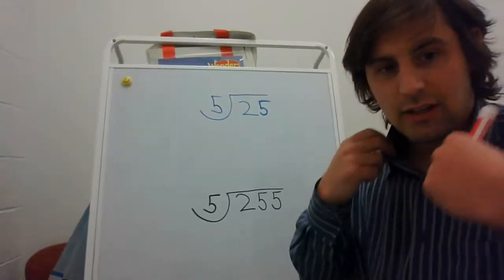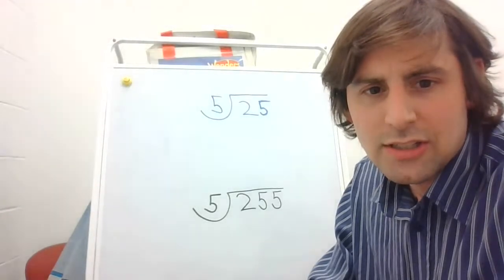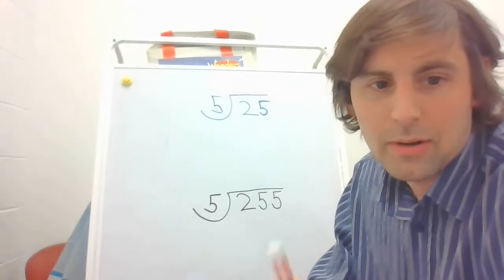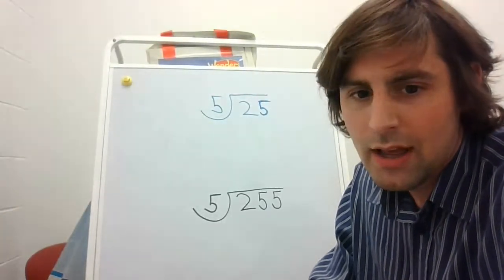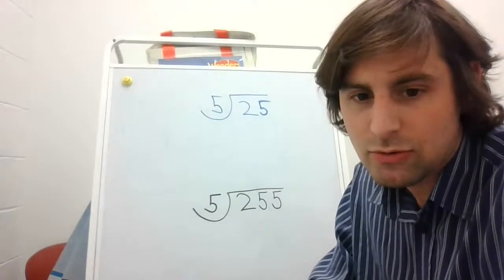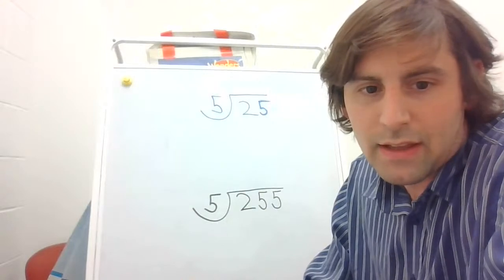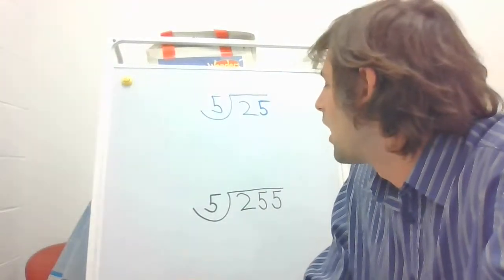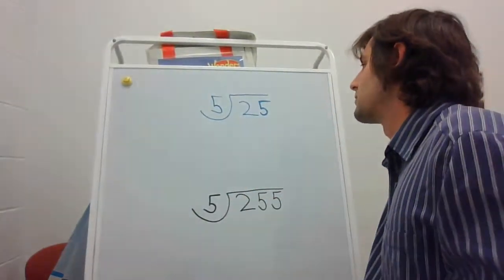So, division. Basically, the basic concept of division is seeing how many times a smaller number can fit into a bigger number. That's the basics of it. Sometimes a smaller number can fit into a bigger number without there being any remainders, and sometimes there are remainders. But we're going to start with some problems where there are no remainders.